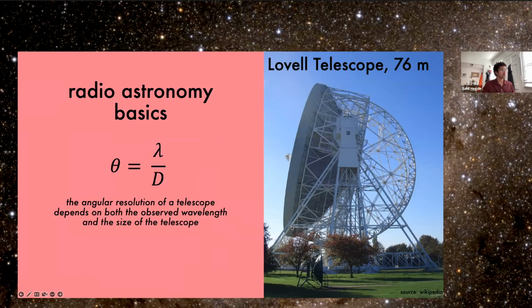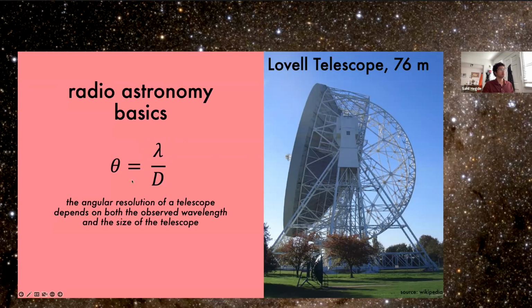And so the basic idea here is that the angular resolution of the telescope, or the minimum separation that you're able to resolve on the sky, is related to both the wavelength of the light that you're observing and the size of the telescope. So it's not just that a bigger telescope will be better. You also need to think about what kind of light you're observing.